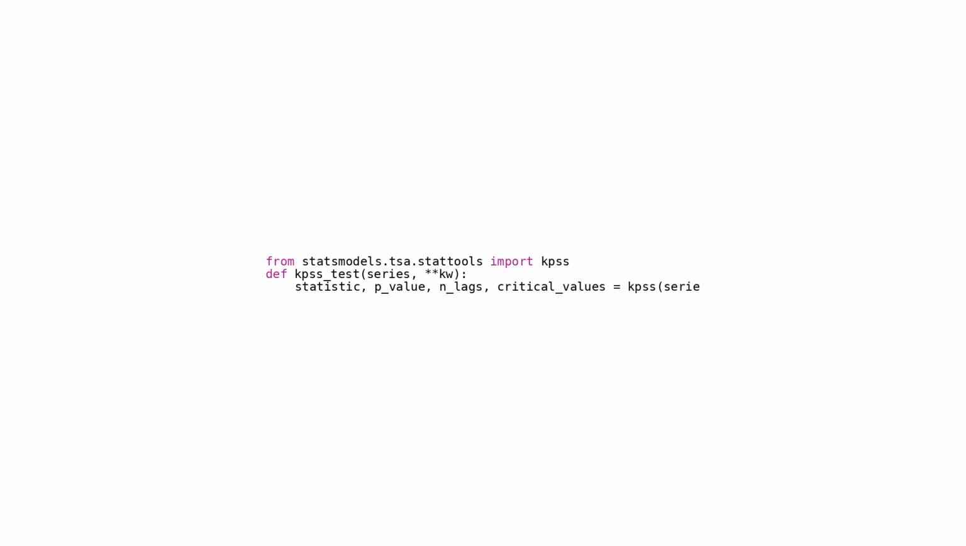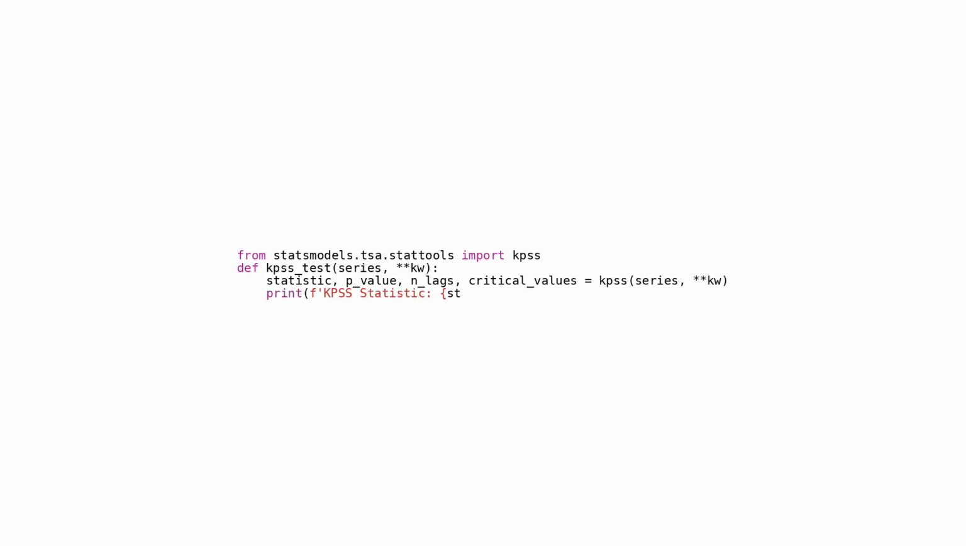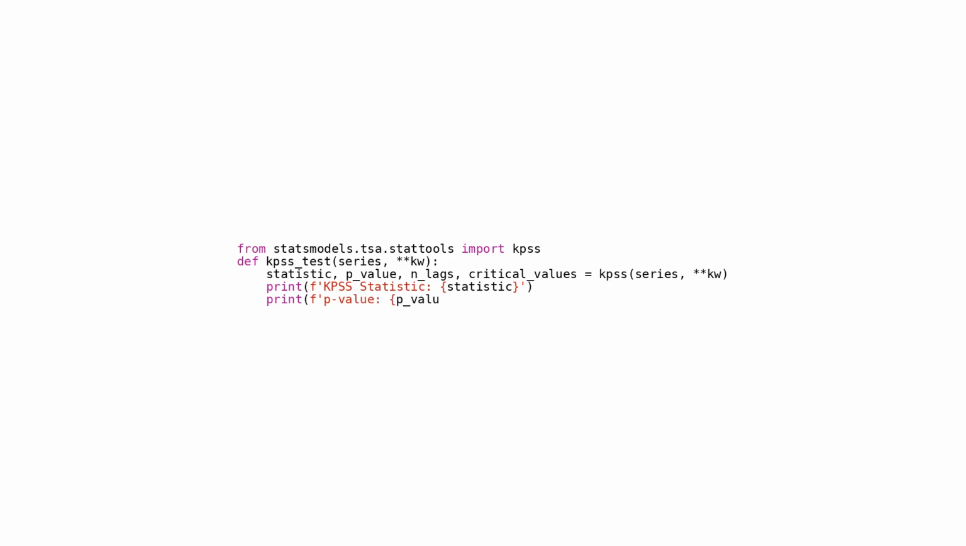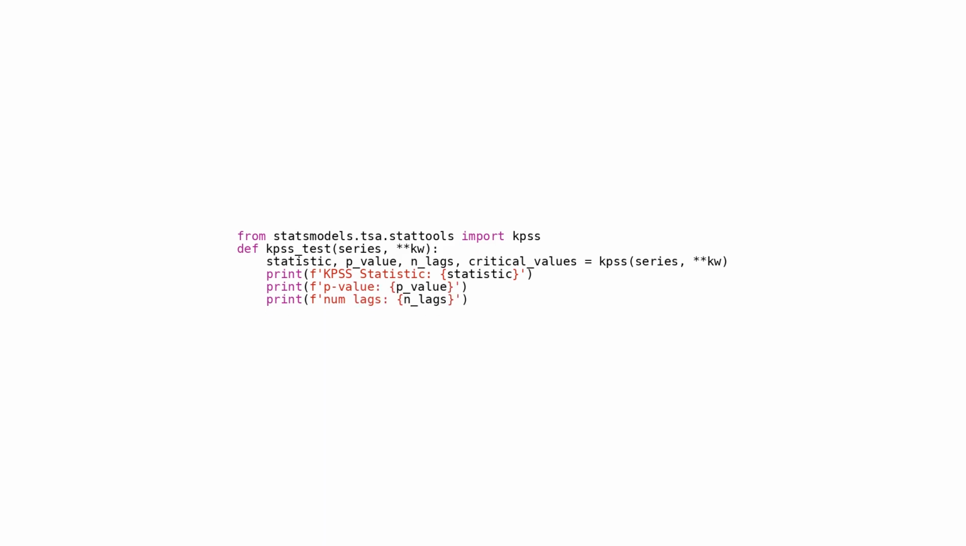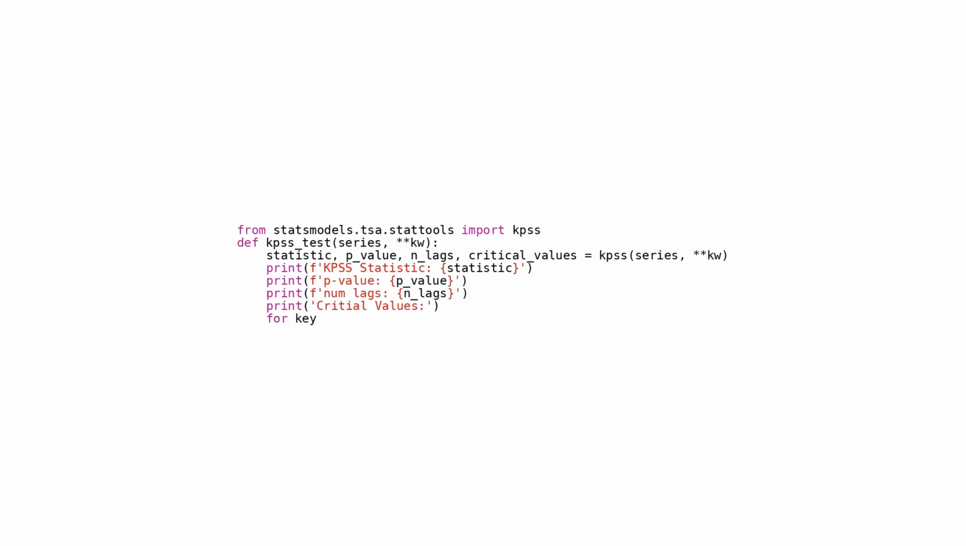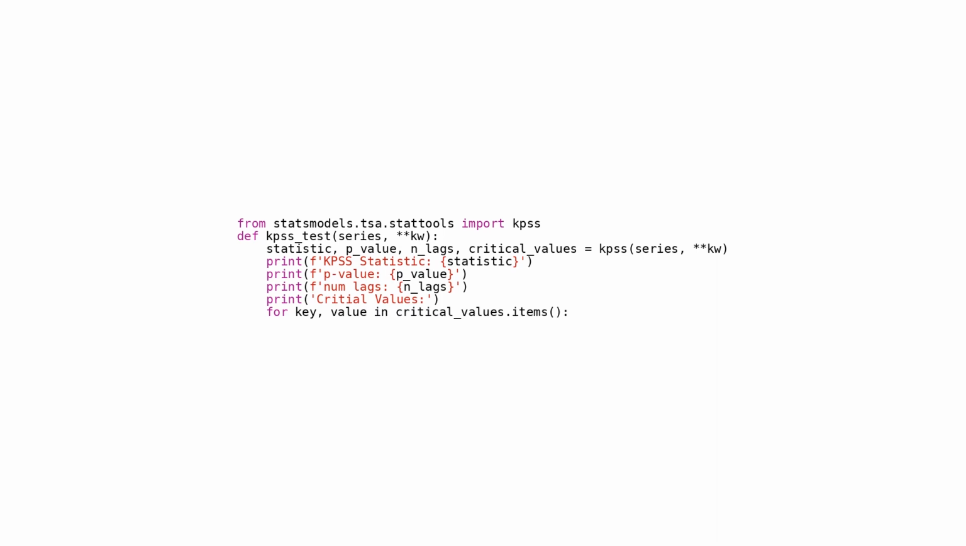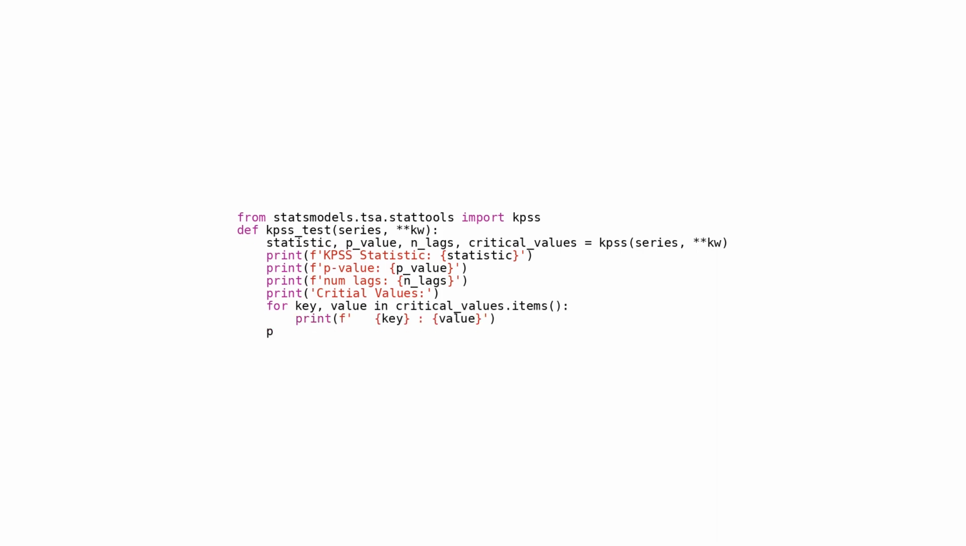The Python code includes a function called kpss_test for performing the KPSS test on a time series to determine if it is stationary around a trend or mean level. The function uses the statsmodels module to run the test and display the results, including the test statistic, p-value, number of lags, and critical values for different confidence levels.